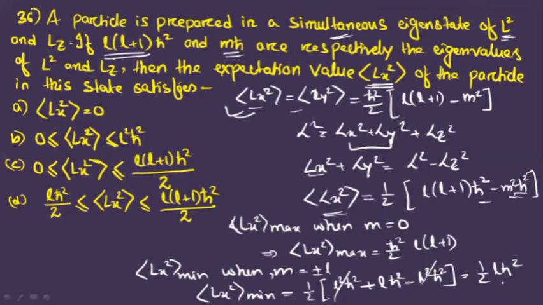This is what you will get. It is half L ħ square. That means the expectation value of Lx square will be greater than half L ħ square, but it will be less than what? This. All right.